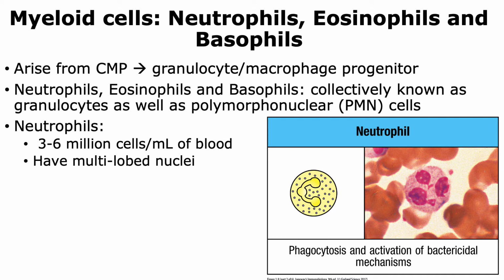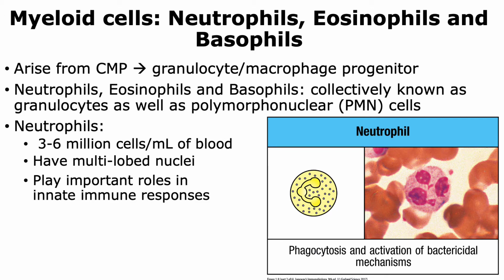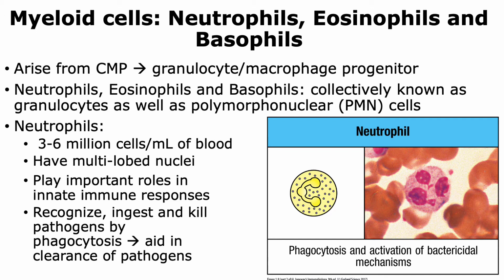There are about 3 to 6 million neutrophils per milliliter of blood, and when we stain the blood cells, this is what a neutrophil looks like. And when we look at the nucleus, which is shown in this purple staining or dark pink staining, it has these multiple lobes. And hence neutrophils are called multi-lobed nuclear cells. They play very important roles in innate immune responses by recognizing, ingesting, and killing pathogens. They're able to ingest or uptake pathogens by phagocytosis. So neutrophils play a very important role in the clearance of pathogens.